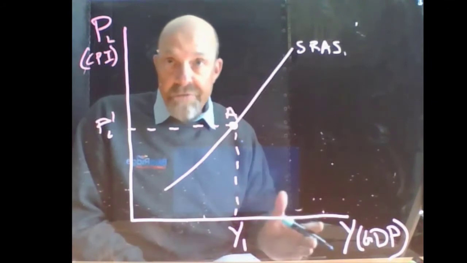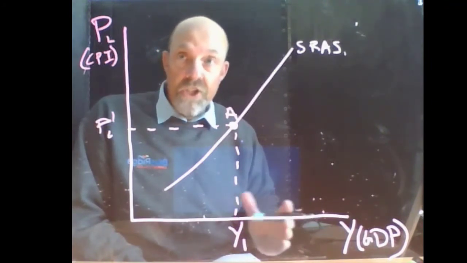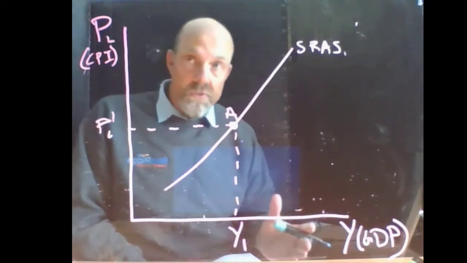However, there are a variety of factors in the economy that can cause the short-run aggregate supply curve to shift to the right or to the left. So let's look at a couple of examples to explain this.